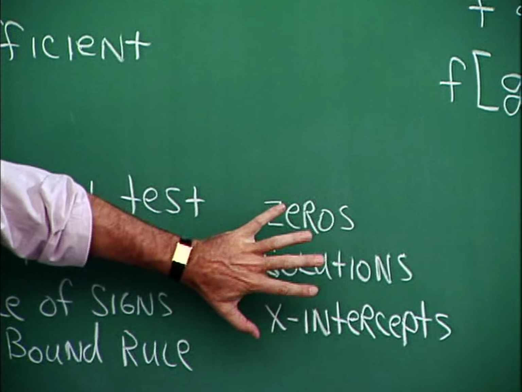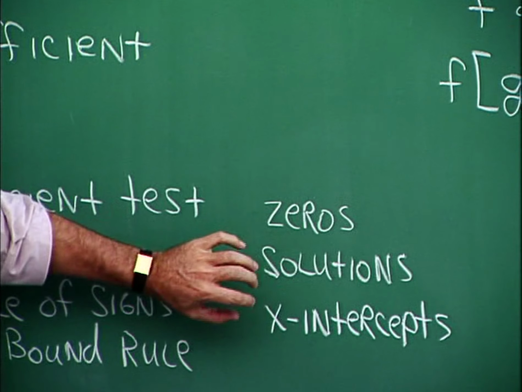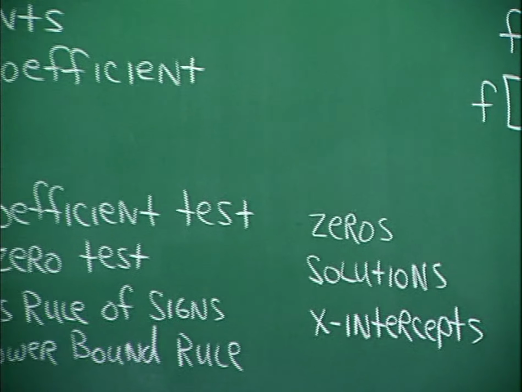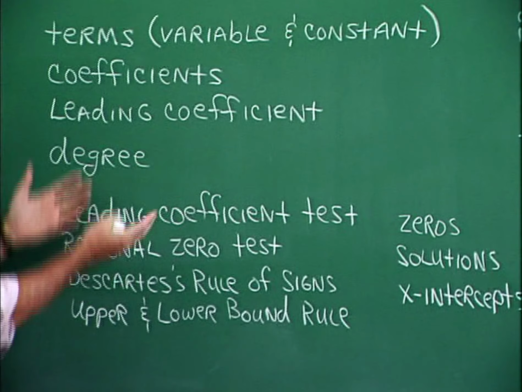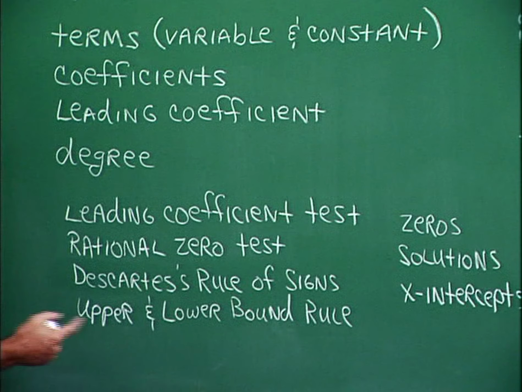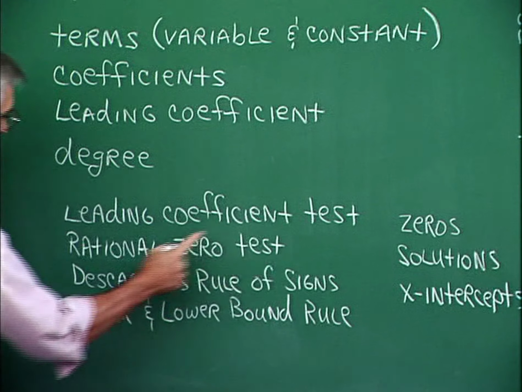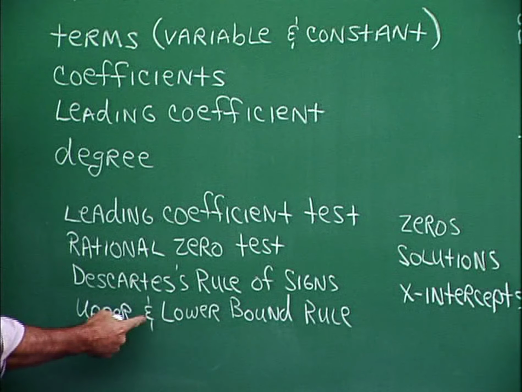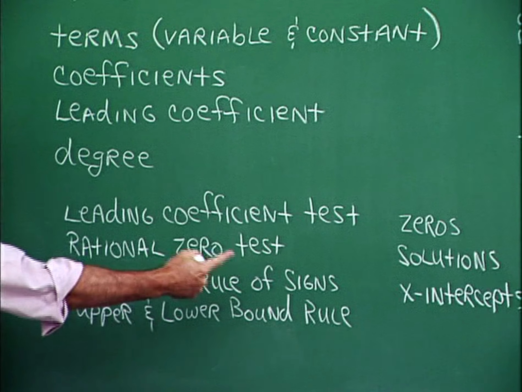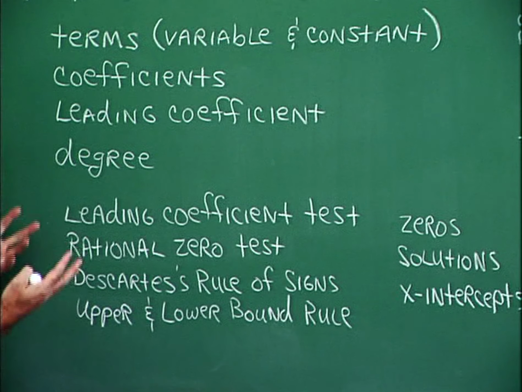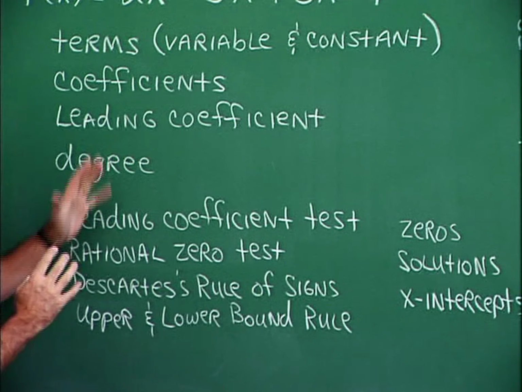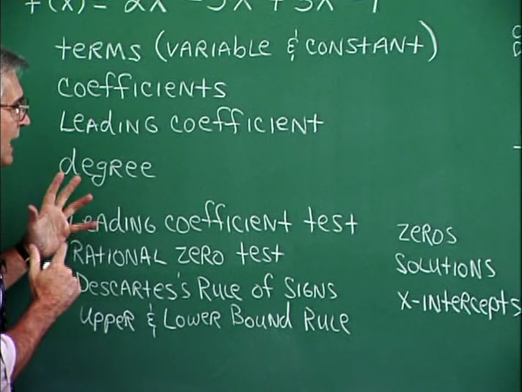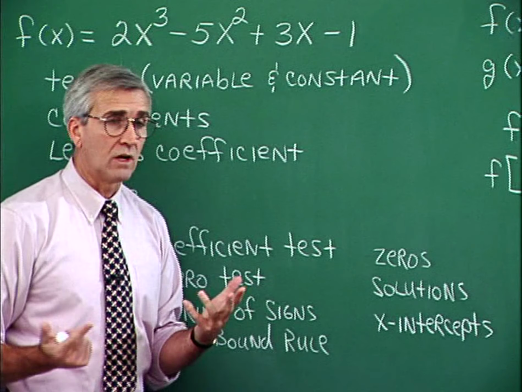Now in our quest for finding these zeros or solutions or x-intercepts, we perform certain tasks on the higher degree polynomial functions. There was a leading coefficient test. There was a rational zero test, Descartes' rule of signs, upper and lower bound rule. All of these blended together to help us analyze the situation with polynomial functions and determine the zeros. So we've done an awful lot with those.